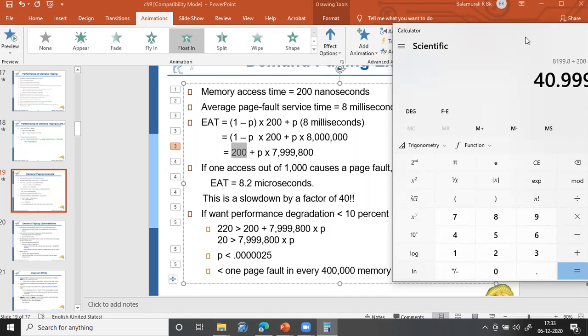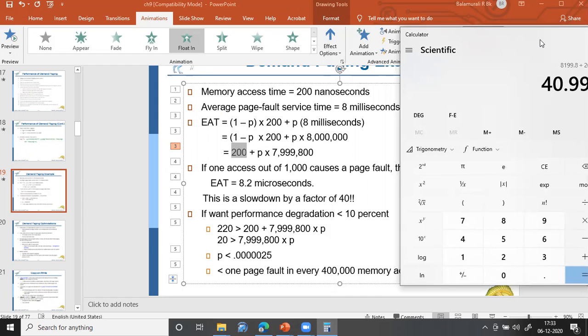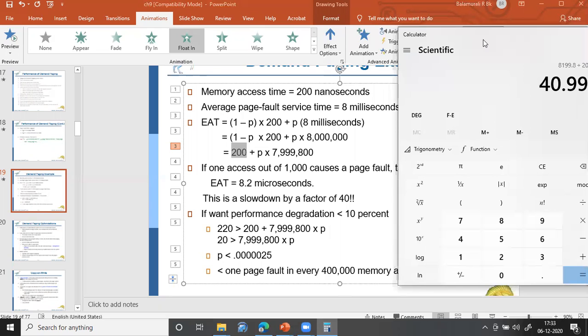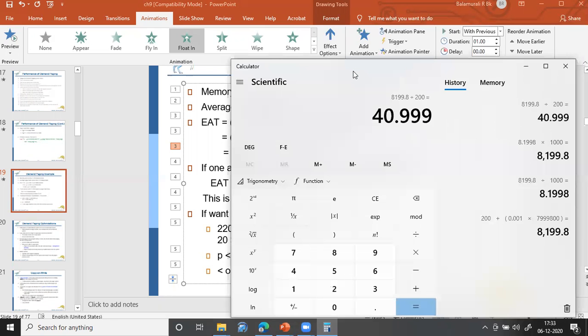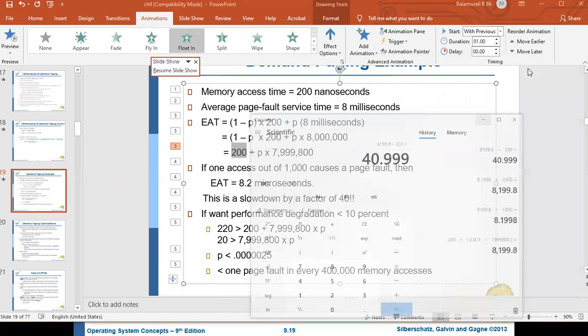So then at what rate is page fault acceptable? That we should know, right? How much page fault is acceptable? This is very important in terms of virtual memory. It is not that, as we have virtual memory, any number of page faults is acceptable. No, we should know the boundary of how much page fault is acceptable. That's what we are evaluating here.